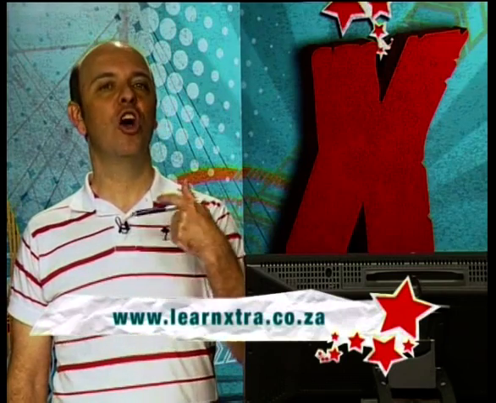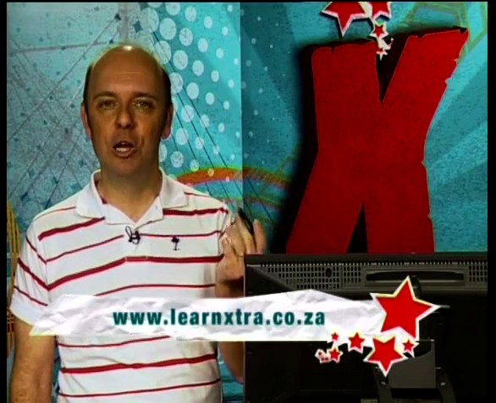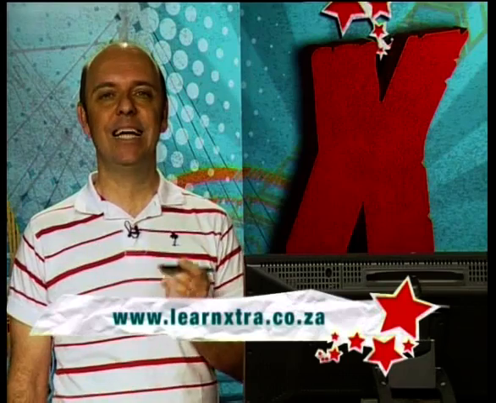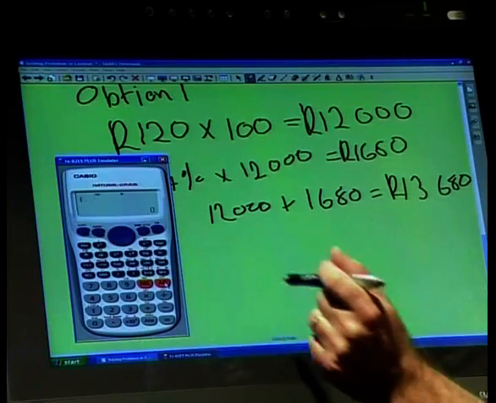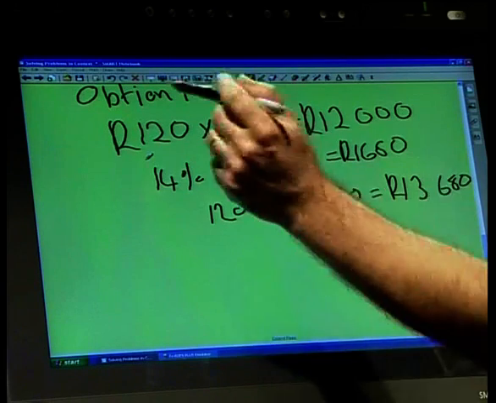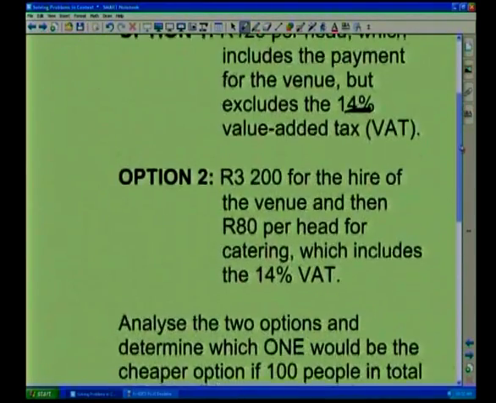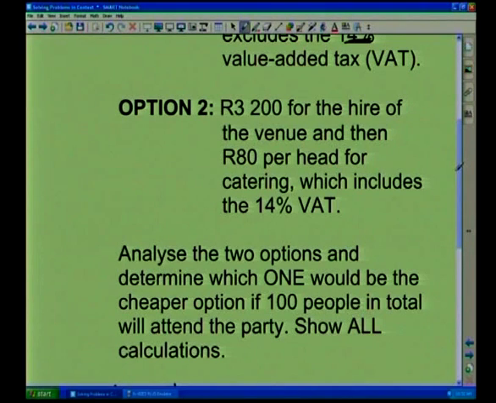We're not wanting to know how much the VAT is per se. We want to know the total price inclusive of the VAT. And that's why it's easier simply to multiply by 114% rather than finding 14% and then adding it back on. I hope that will be useful for you in the examinations. So now we've got a total figure for option 1 of 13,680 Rand.